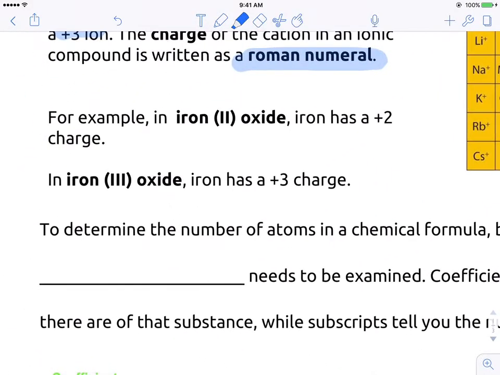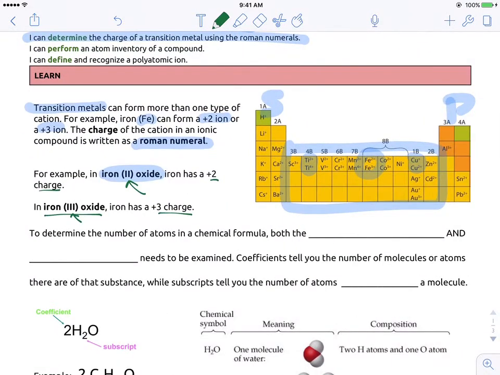And so, for example, let's say we had iron 2 oxide. This is a compound of iron and oxygen. This Roman numeral 2 means that that iron has a positive 2 charge. You could have something with iron and oxygen that's iron 3 oxide. In this case, iron has a Roman numeral of 3 after it, meaning that that iron has a positive 3 charge. So very simply, if you have a compound that is ionic and there is a Roman numeral after the metal, that Roman numeral indicates the charge of that metal.